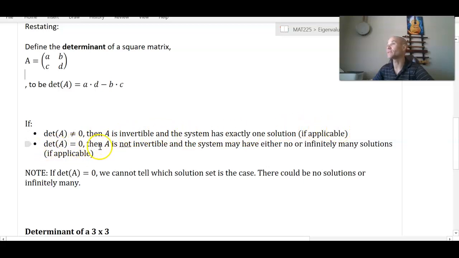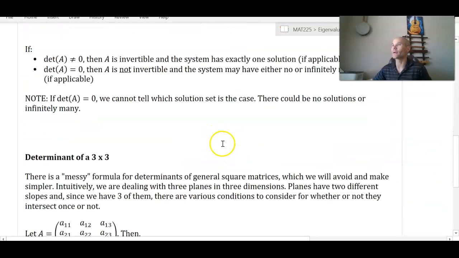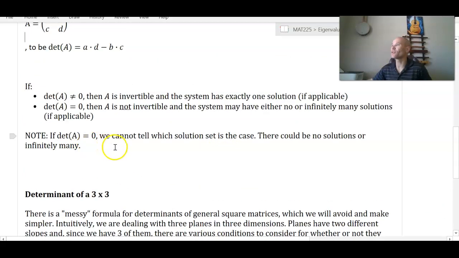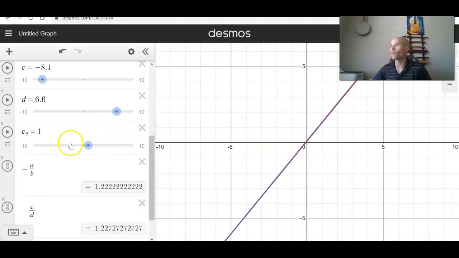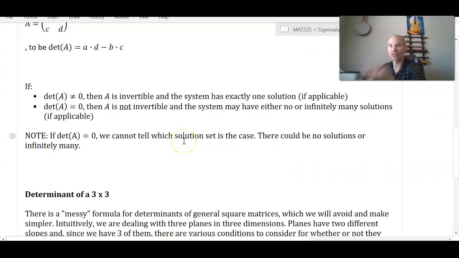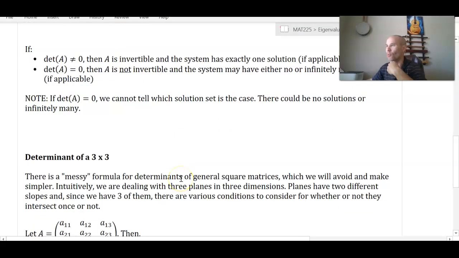If the determinant of A is 0, then A is not invertible and the system, if applicable, may have either no or infinitely many solutions. I say if applicable because we might not actually be solving a system of equations, but the idea of the inverse is what's key there. Det A not 0, A is invertible. Det A equal to 0, A is not invertible for the reasons that we just unpacked. If det A is 0, we just can't tell whether the solution set is 0 or infinitely many. If we come back over here, then we have to take into account the vertical intercept, and that's just too much work at that point. We already know that the inverse doesn't exist, and that's what's important.